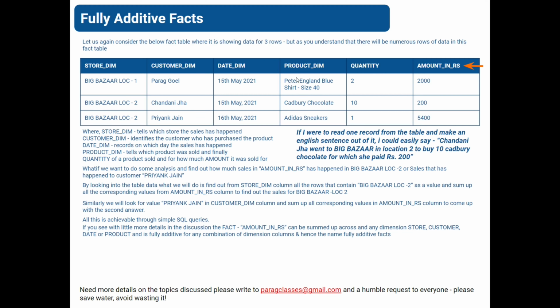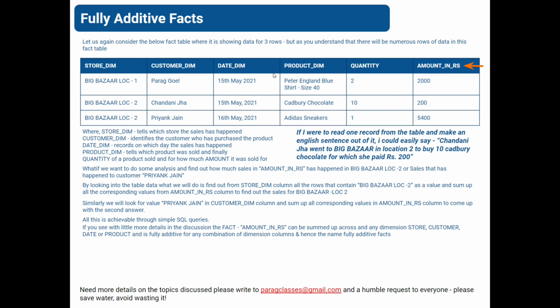Similarly, for which are my best selling products, we can just sum up the sales against each product, be it Peter England blue color shirt or Cadbury chocolate or Adidas sneakers, and then rank them or arrange them in descending or ascending order to figure out which are my best selling products or the least selling products as far as amount in rupees is concerned for the sales amount.